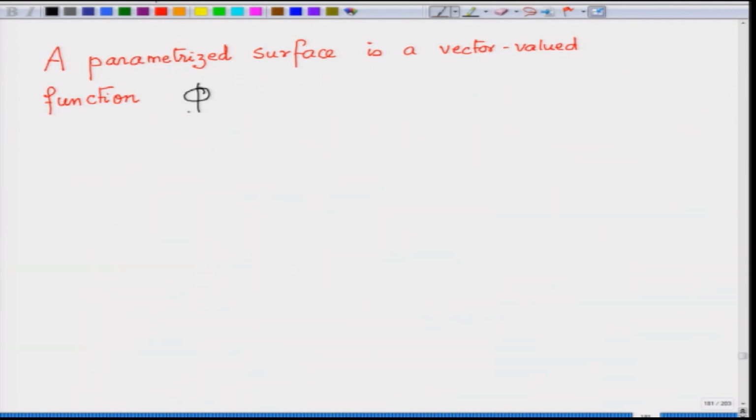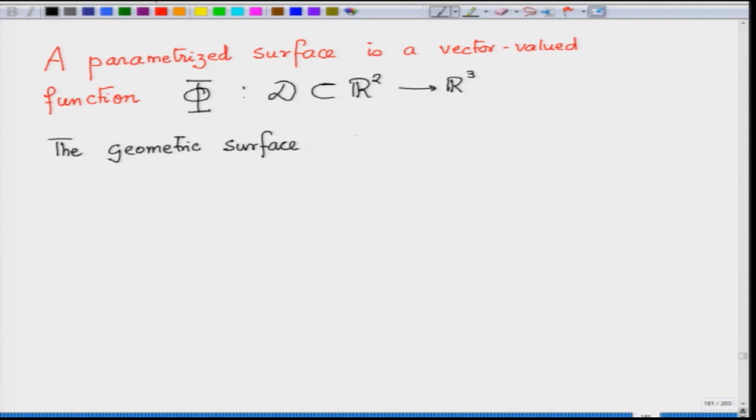Phi, which takes points in a domain D, a subset of R2, to R3. The geometric surface S corresponding to phi is the image of D under phi.